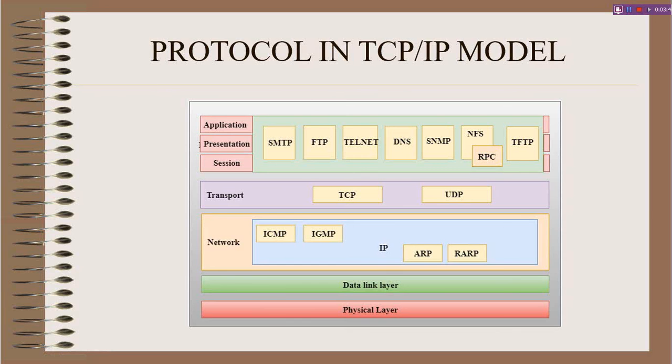We know that each layer performs some function, and in the TCP/IP model, each layer has different protocols and they perform the functions of that layer. Like the application layer has SMTP, FTP, Telnet, DNS, SNMP, RPC, and TFTP protocols. The transport layer has TCP and UDP protocols. The network layer has ICMP, IP, and ARP protocols. So these are some protocols that work in the TCP/IP model.